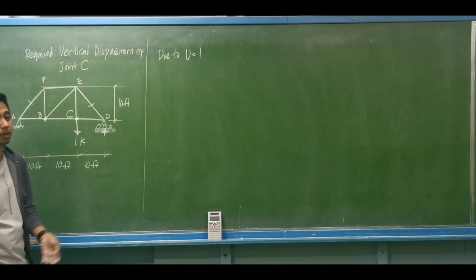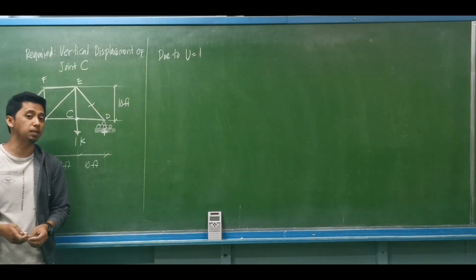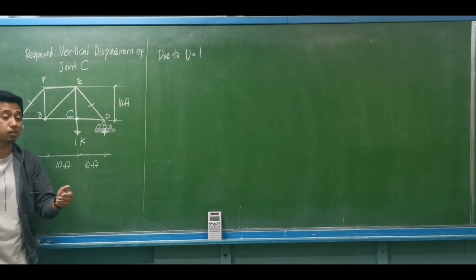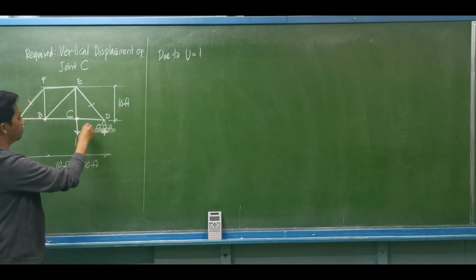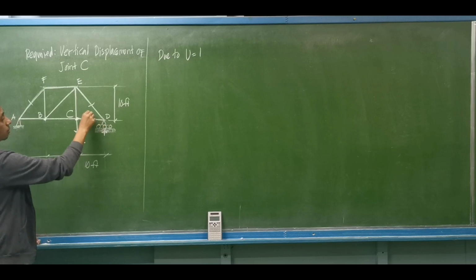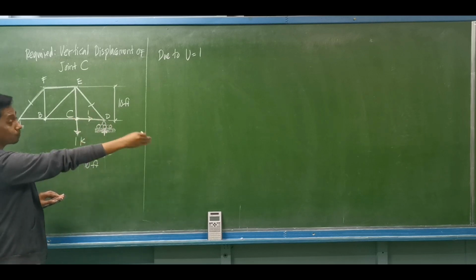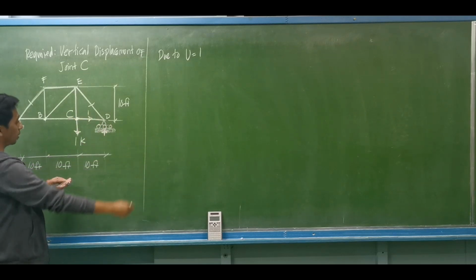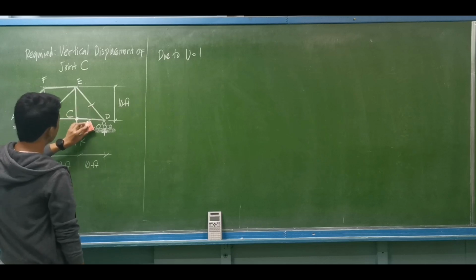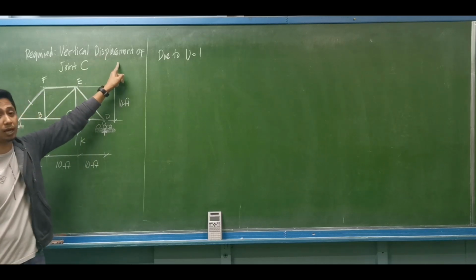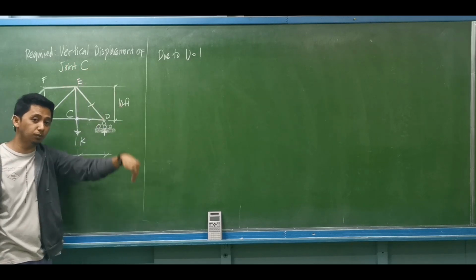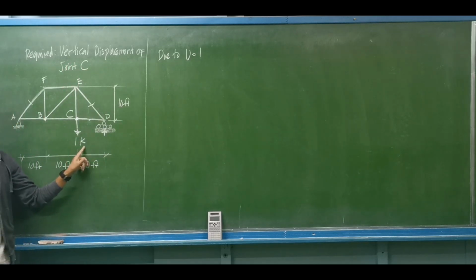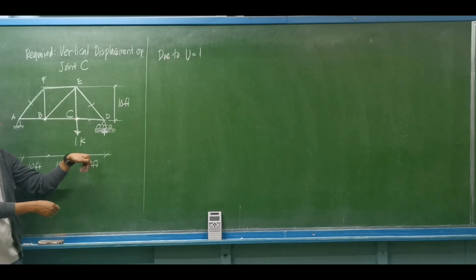What if the required is horizontal displacement of joint C? If horizontal displacement is required, then we just place a 1 unit load and assume that movement is to the right. But for this example, the required is vertical displacement of joint C. We assume that the movement should be downward, so we are placing 1 unit load downward.